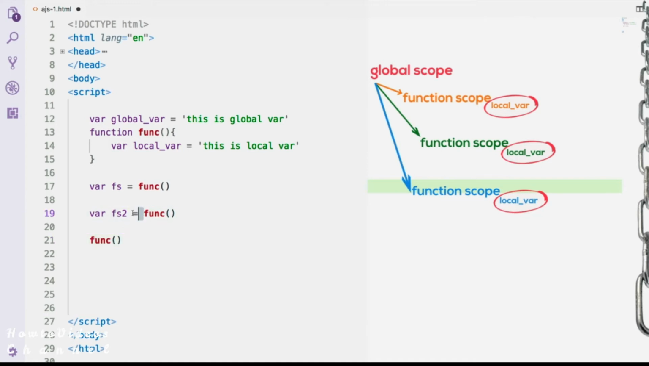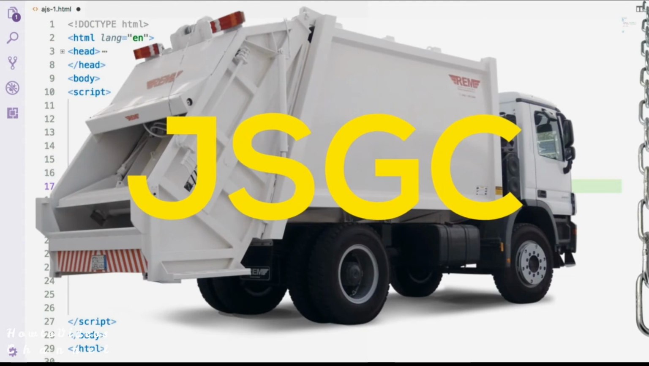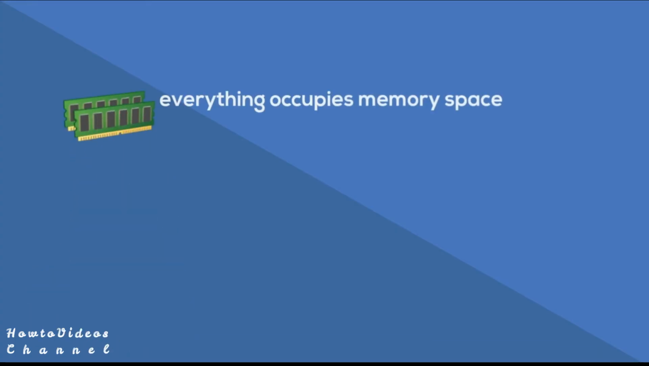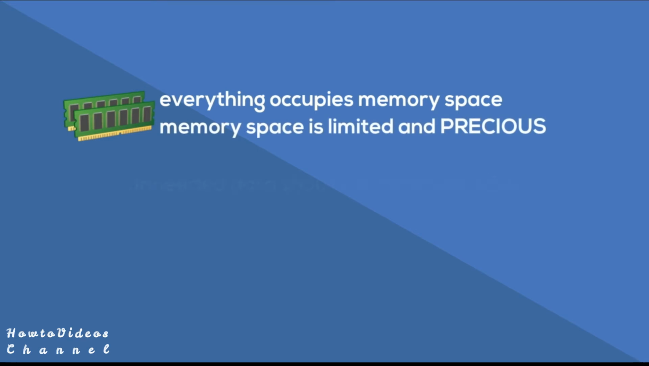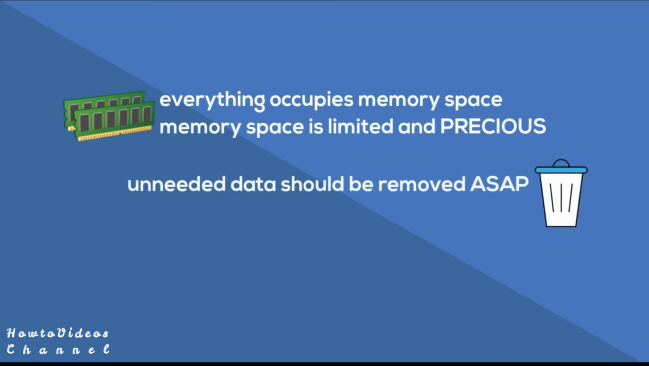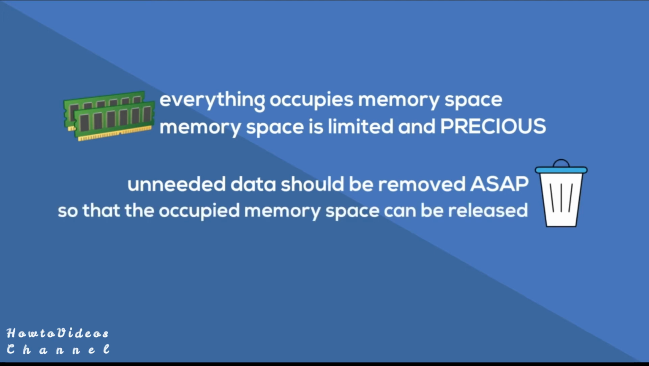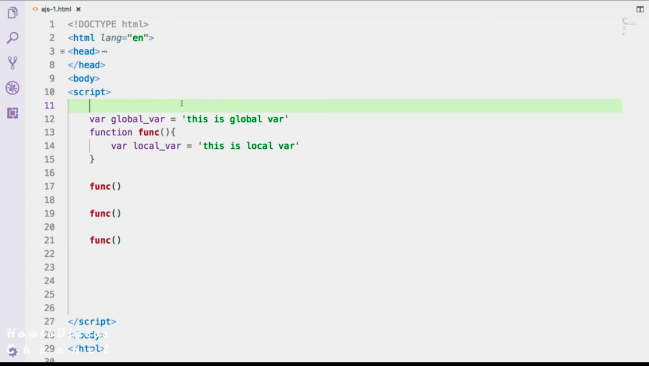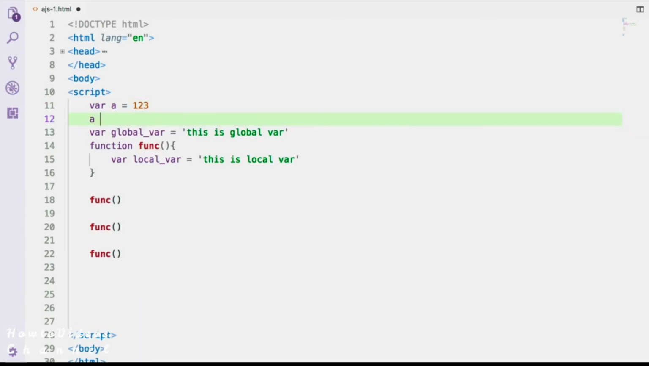To answer this question, we need to learn a new concept: JS garbage collection. Everything you write in your program consumes memory space, which is precious and limited. Therefore, the moment something becomes unneeded, we should remove it from memory to release the memory space it occupies. For primitive type value, this is easy. You give its variable a new value. The original one will be wiped out.